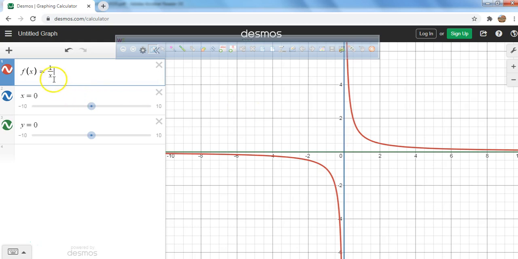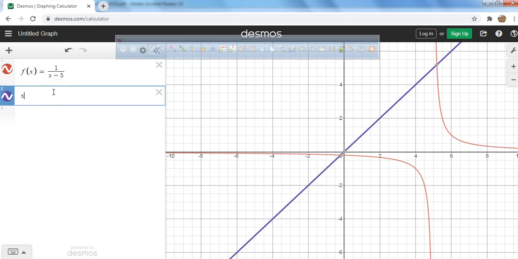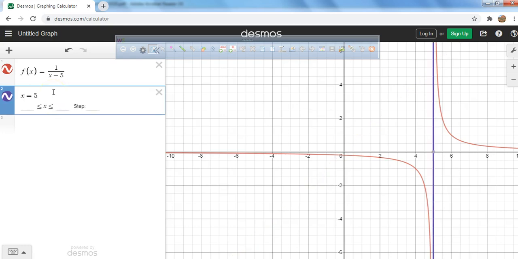All right. So what I'm going to do is I'm going to clear these out. Right now you can see that if I plugged in a 0 for x, that would be not good because you can never have a number divided by 0. So if I put minus 5, what number minus 5 is 0? Well, that would be positive 5. Okay? So you can see right here my vertical asymptote is at a positive 5.